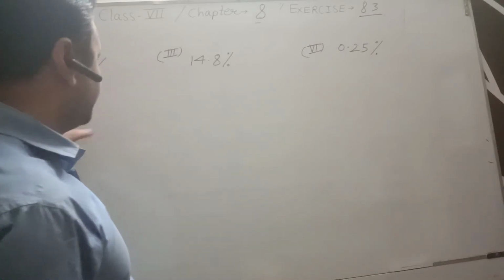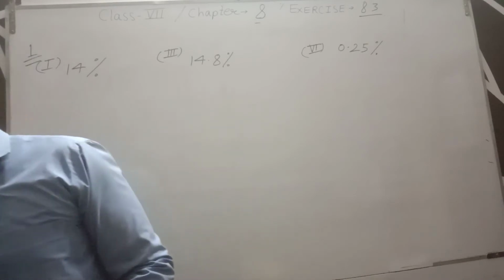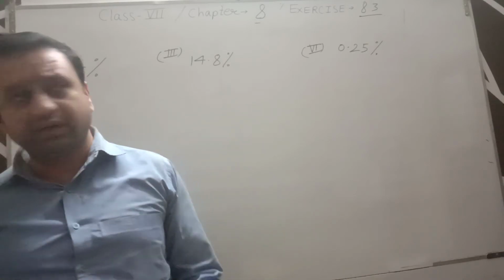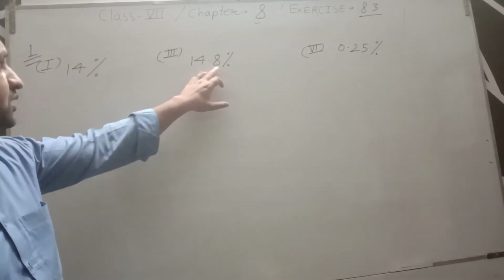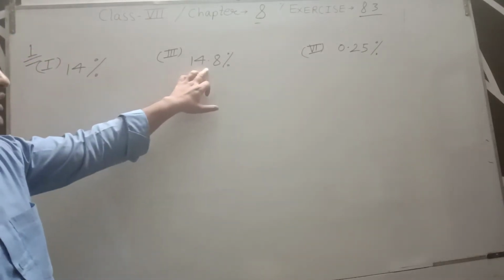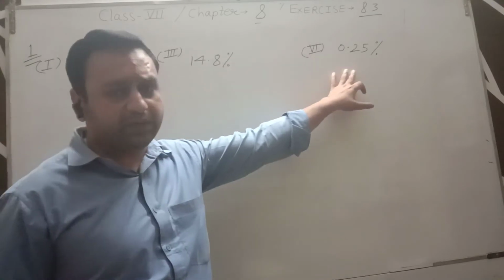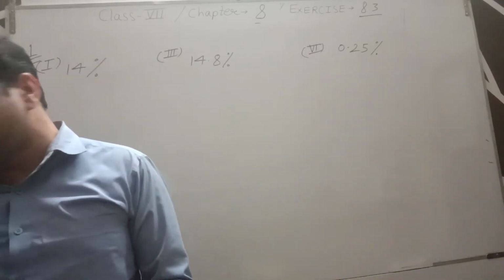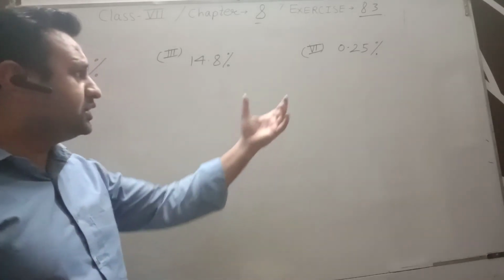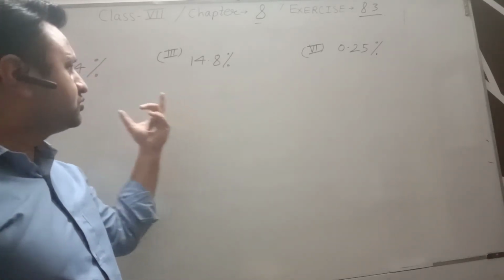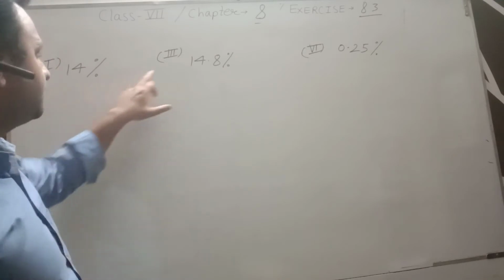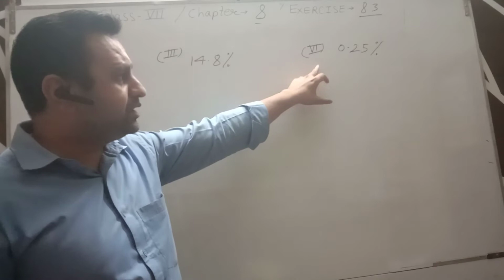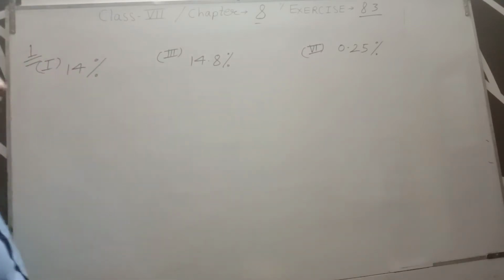So in question number 1, it contains a total of 6 parts, and in each part a percentage is given. It is the symbol of percentage: 14%, 14.8%, 0.25%, and express the following percents as fractions. We have to convert these percentages into fractions, so we just note down part number 1, part number 3, and part number 6. The remaining parts you have to try as homework.